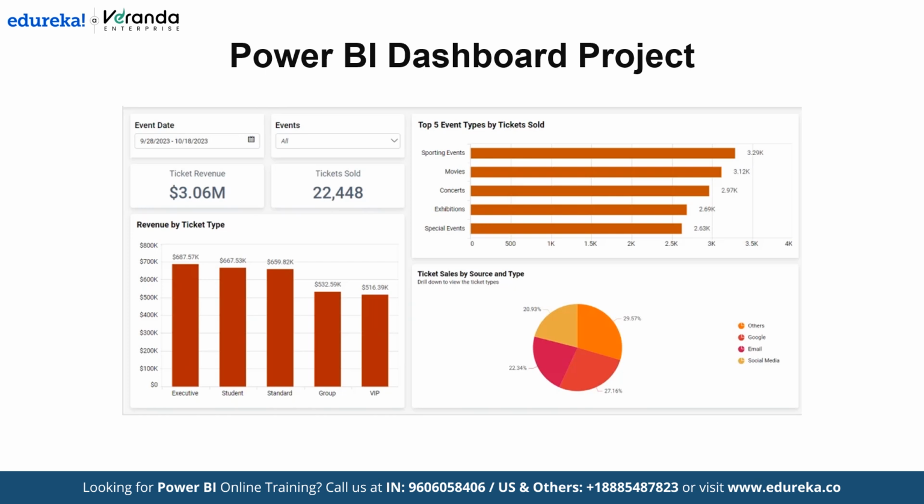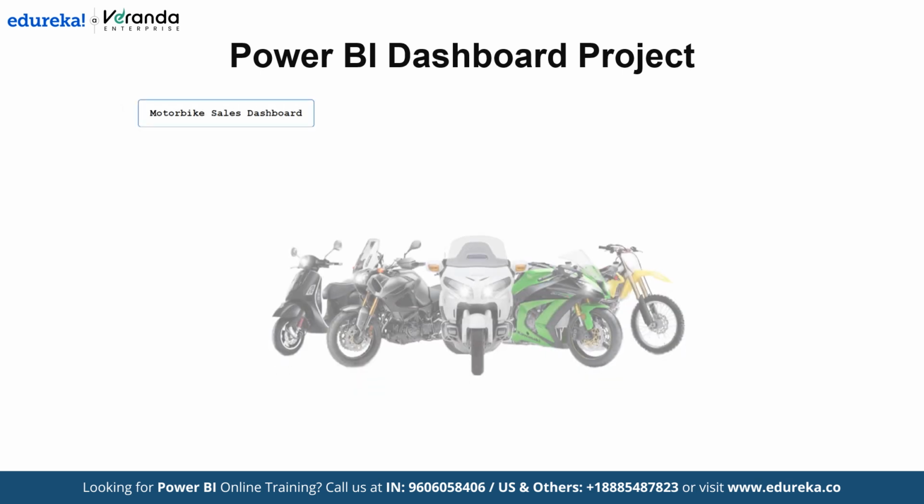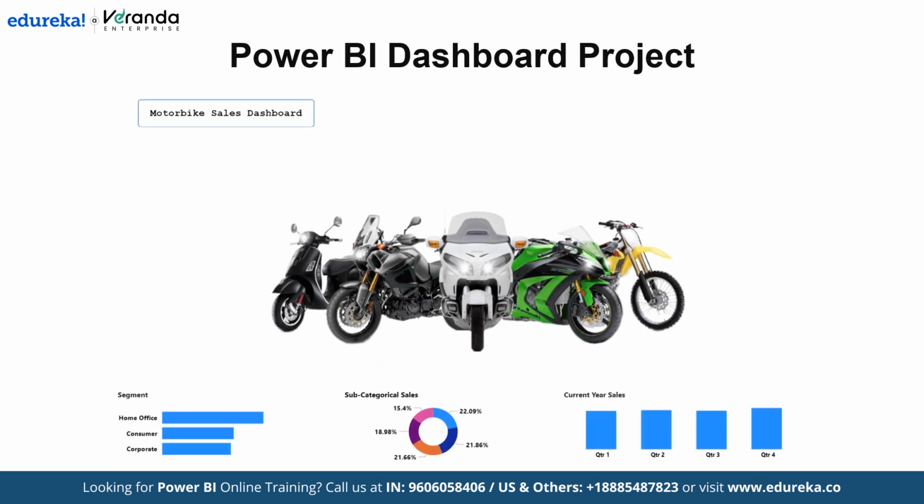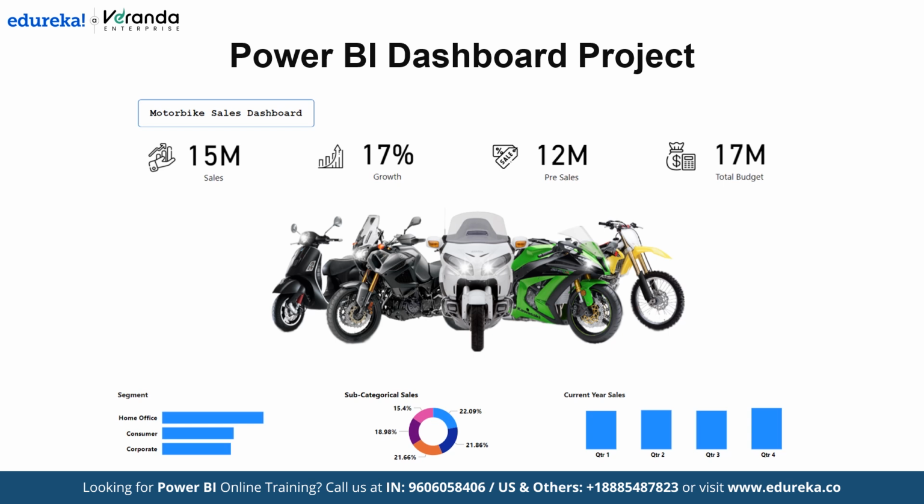So here I have taken the screenshot to just brief you about the demo that we're going to show. The screenshot here is about the motorbike sales dashboard. So sales done here is 15 million. Then we have the growth percentage that is 17%. Then pre-sales showing 12 million. And lastly, the total budget having 17 million. We have also inserted the images of the motorbikes as well.